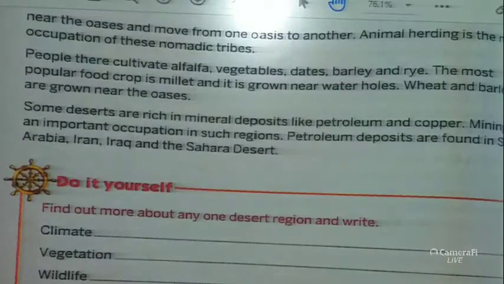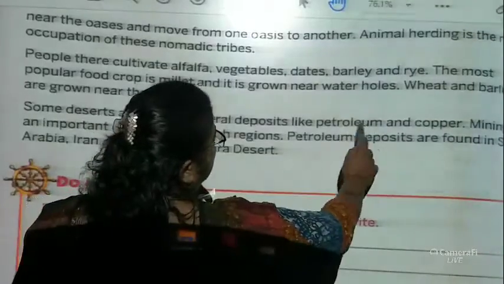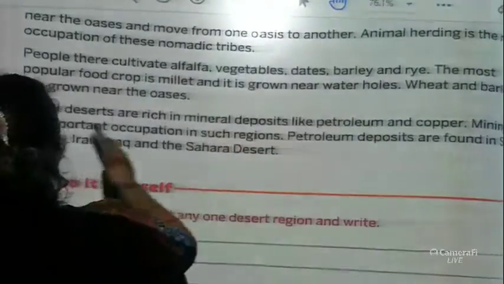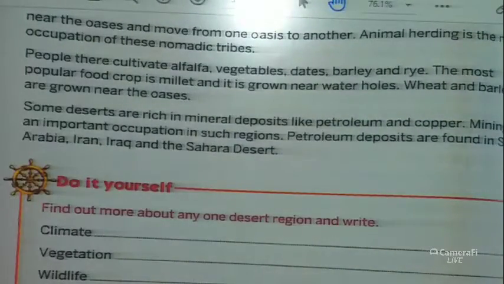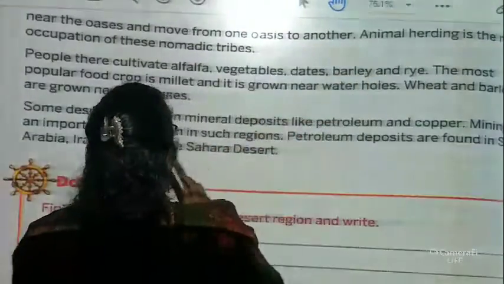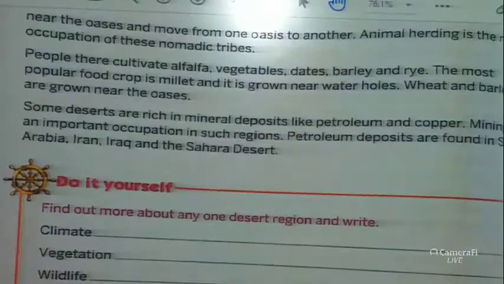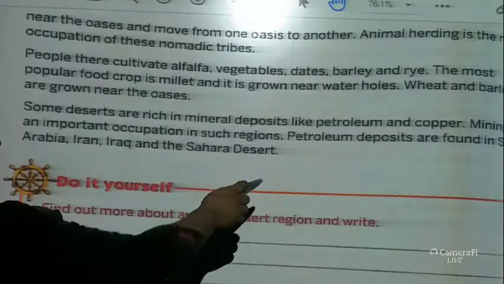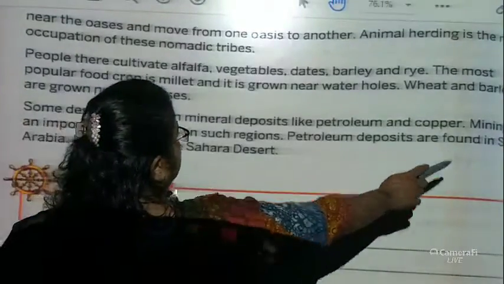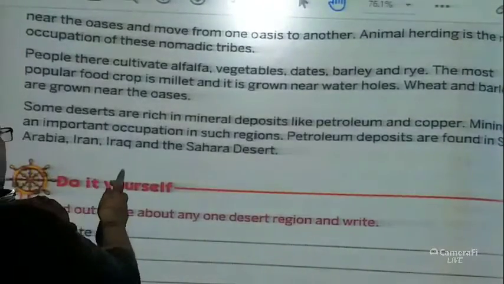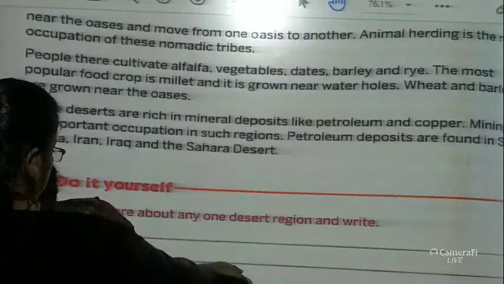So what do we find over here? We find rich mineral deposits like petroleum and copper. Mining is an important occupation. Besides animal herding, mining is also an important occupation. Petroleum deposits are found in Saudi Arabia, Iran, Iraq and Sahara Desert.